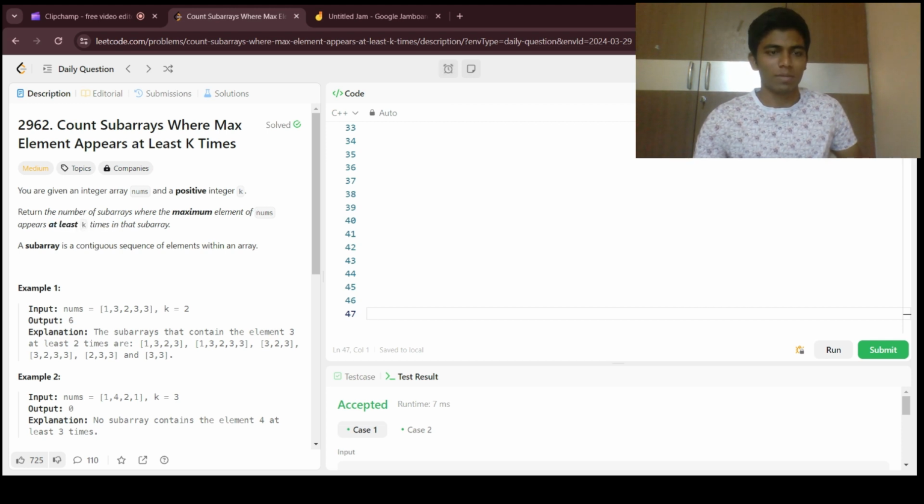Suppose if I take 3, 2 and then 3, this is a subarray. And if I take 3 and then 3, this is not a subarray because it is not continuous from starting to ending. So that is the difference between a subarray and a subsequence.